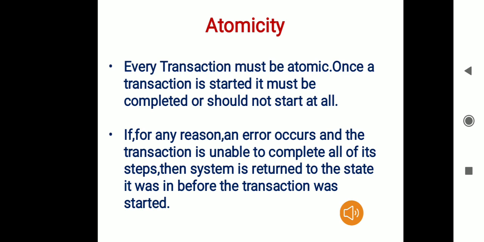That means once a transaction has started, it should execute all of its steps in entirety or else should not execute at all. But in the event of an error, the transaction should stop immediately and it should roll back to the state before it was started. And that is all about atomicity. In the next slide, I will explain this property called atomicity with the help of an example.